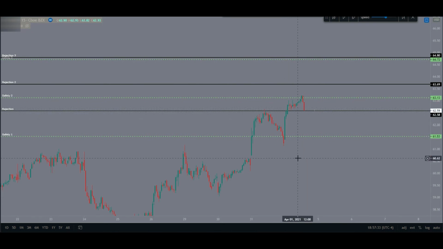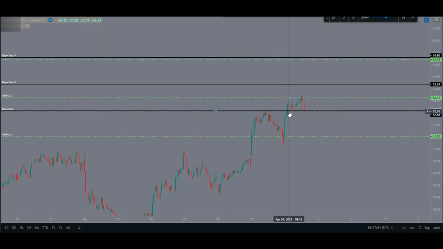What you could have done is just waited. Now look, just wait until price went through here. Now we have our next line, the rejection line. Our rejection line works as our stop loss line. It's like our safety line. It's the rejection line.